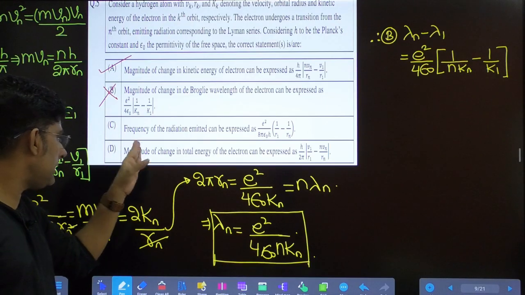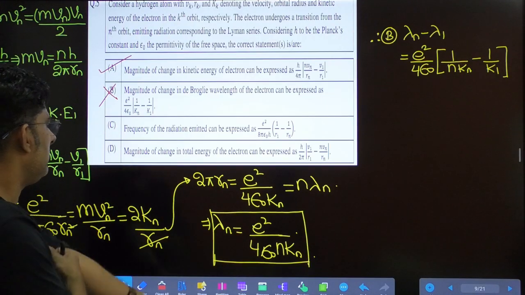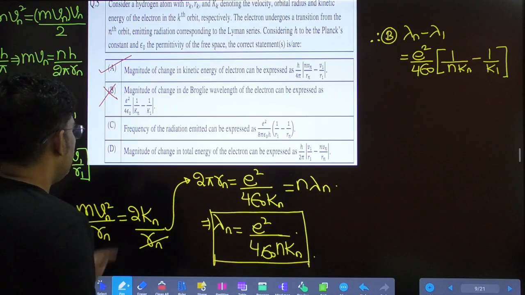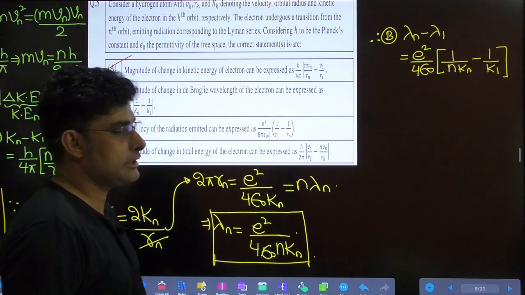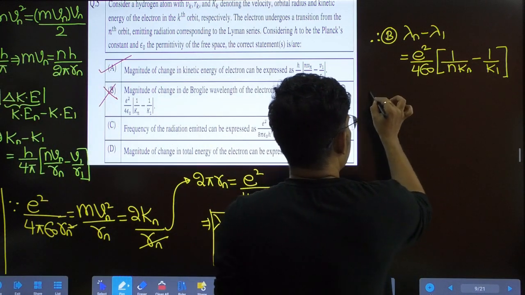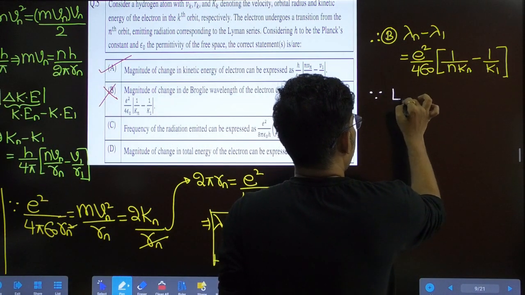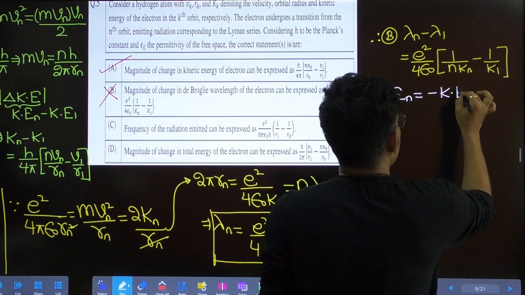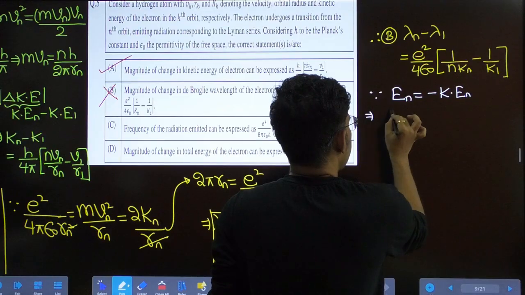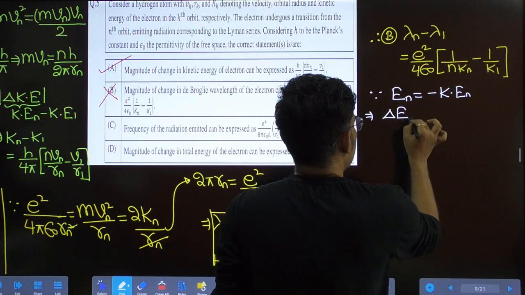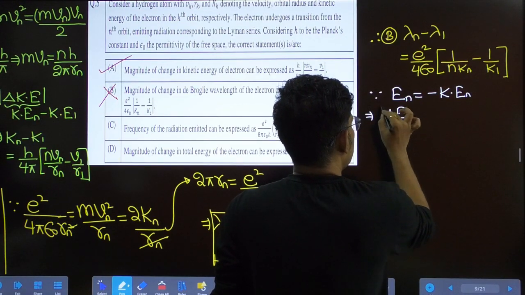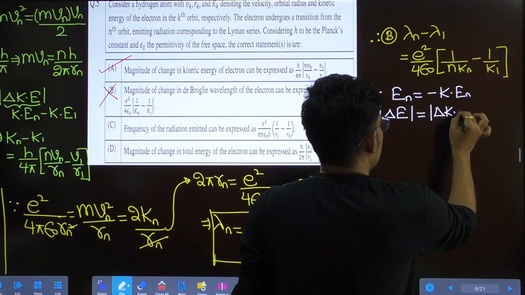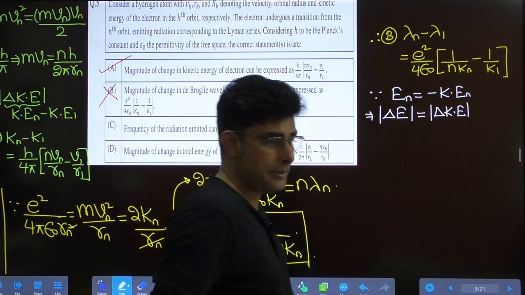Before moving to C, we can directly see D option, because that will be much easier. Why so? You will understand. If you see D option, magnitude of change in total energy of the electron. Now we know that total energy of electron is negative of kinetic energy of the electron, so that means the change in energy will be same as change in kinetic energy. Magnitude wise both will be same.